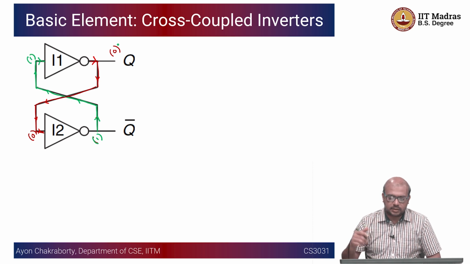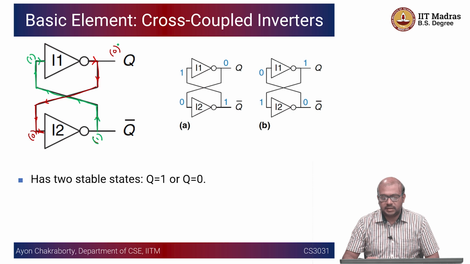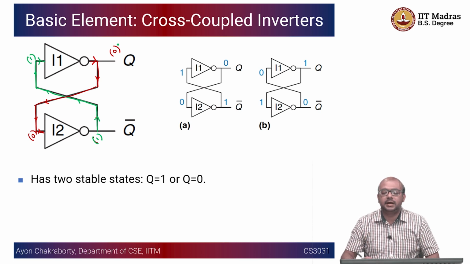Although there is a cross coupling, if it is 0 and the other one is 1, that is fine. And vice versa, if Q is equal to 1, Q bar is equal to 0, that is also fine. So it has these two stable states, either Q equal to 1 or Q equal to 0, which is exactly the figure that I interactively drew just now. Okay, so these are the two possible states of the circuit. Now you can start assimilating what a state is. In this particular case, there are no specific inputs.